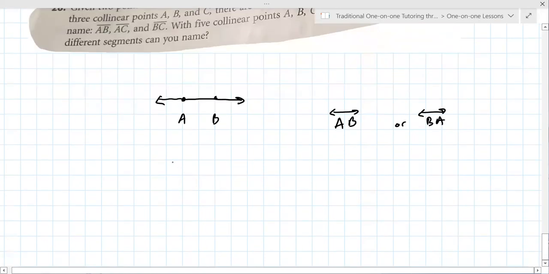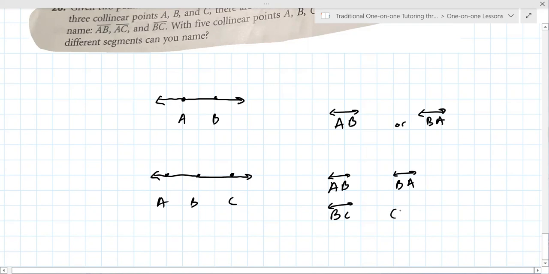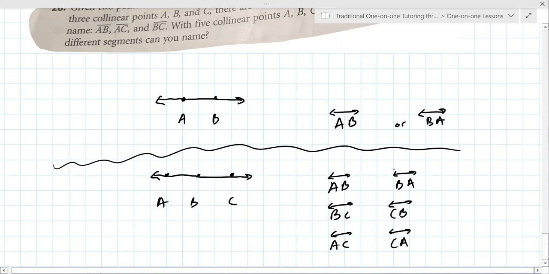Okay, great. So now I'm going to draw a line with 3 points, A, B, and C. And the question is, how many different ways can you label this line? You can call it AB, BA, because you can always flip them. You can go BC, or CB. Or you can go AC, CA. So how many total are there here? Six. Very good. So there's six here.